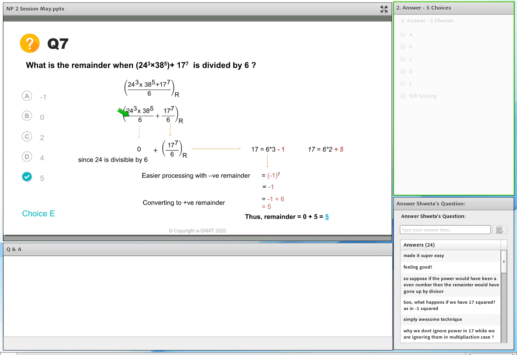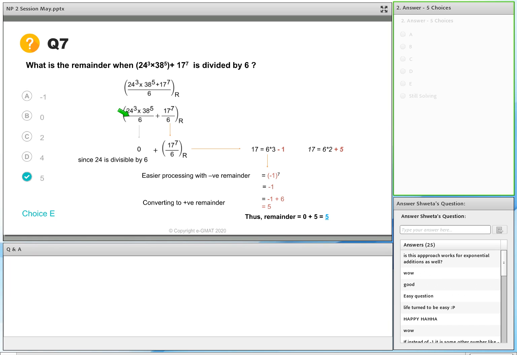Can we have a question where the power is even? Well, if it was even, say it was minus 1 to the power 8, then the remainder would straight be 1. You would not need to do any final conversion from negative to positive. You would not add the divisor to it then. You only add the divisor to convert a negative remainder to a positive remainder. Otherwise, it stays the same.